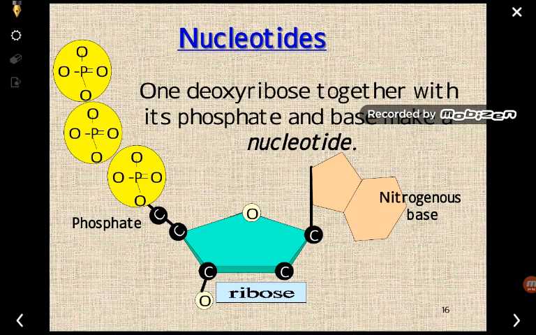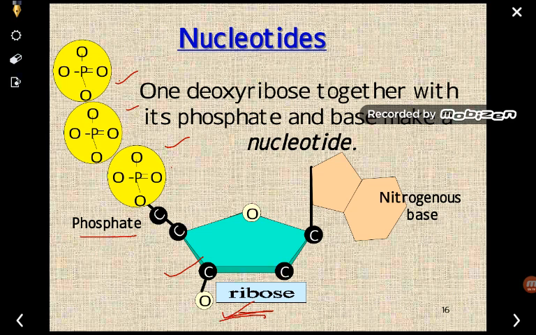So one deoxyribose together with its phosphate and base makes a nucleotide. I already said that these are the triphosphate, that's why it is written three times. ATP, adenosine triphosphate. This ATP has a phosphate group and a sugar group. This is in the case of RNA, but in the case of the DNA, the sugar will be the deoxyribose.